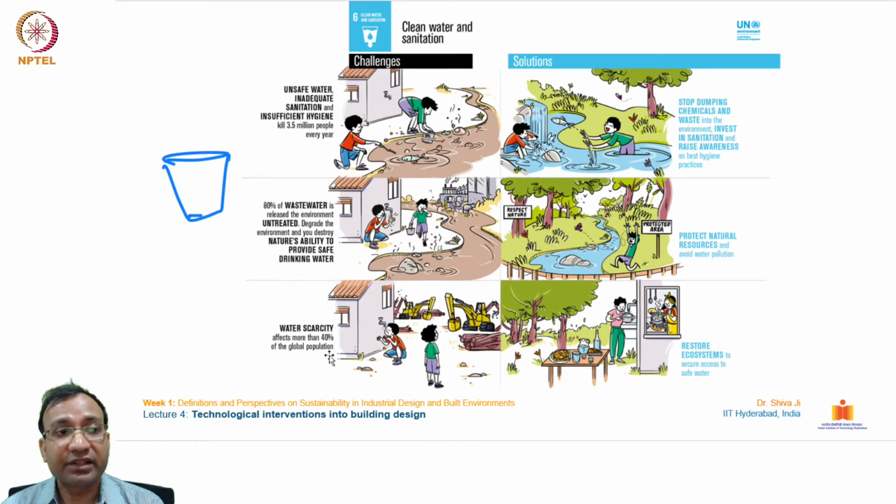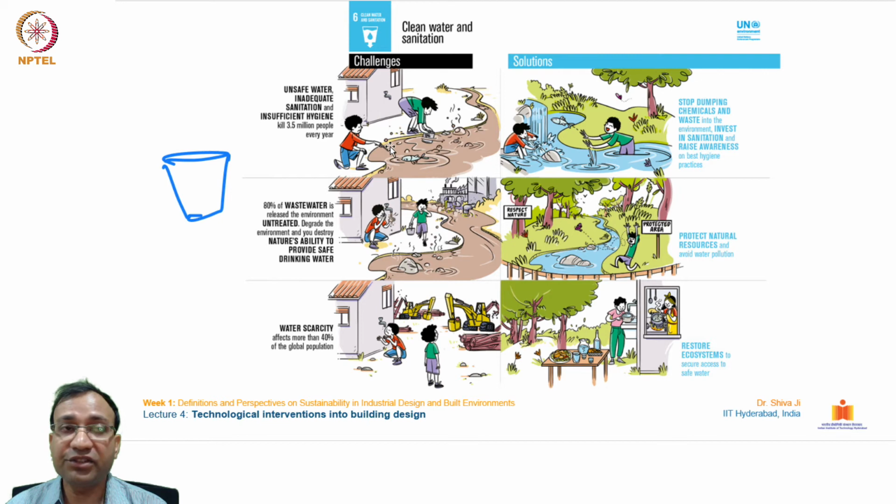On the water scarcity front, water scarcity affects more than 40% of the global population. That means 40 out of 100 people have some kind of challenge in just accessing water. So this is the scenario.